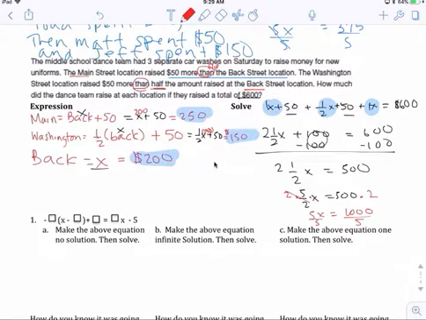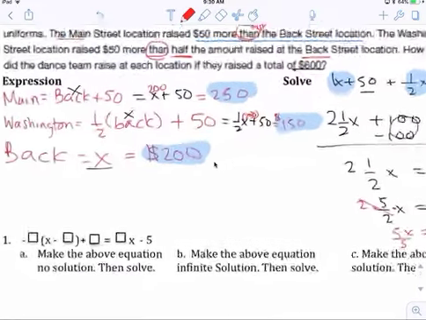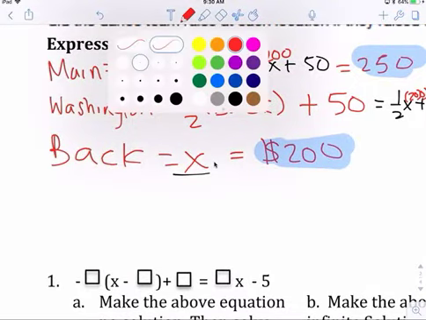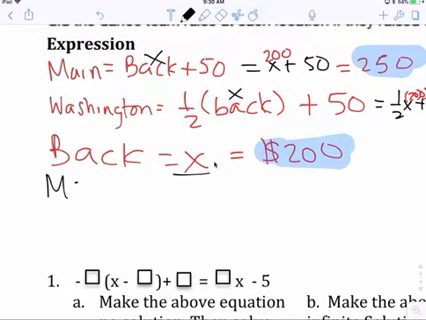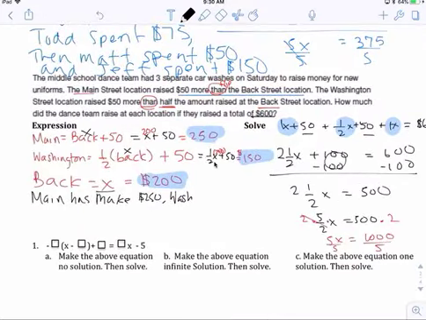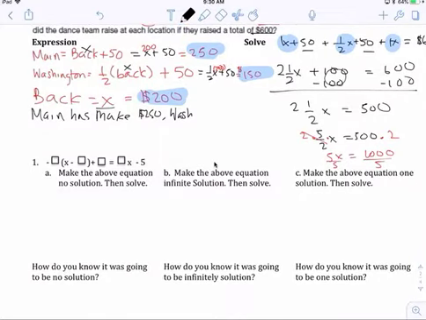Maine has to make $250. Let me change colors. Maine has to make $250. Washington has to make, you finish this, 150, and then Backstreet has to make 200.